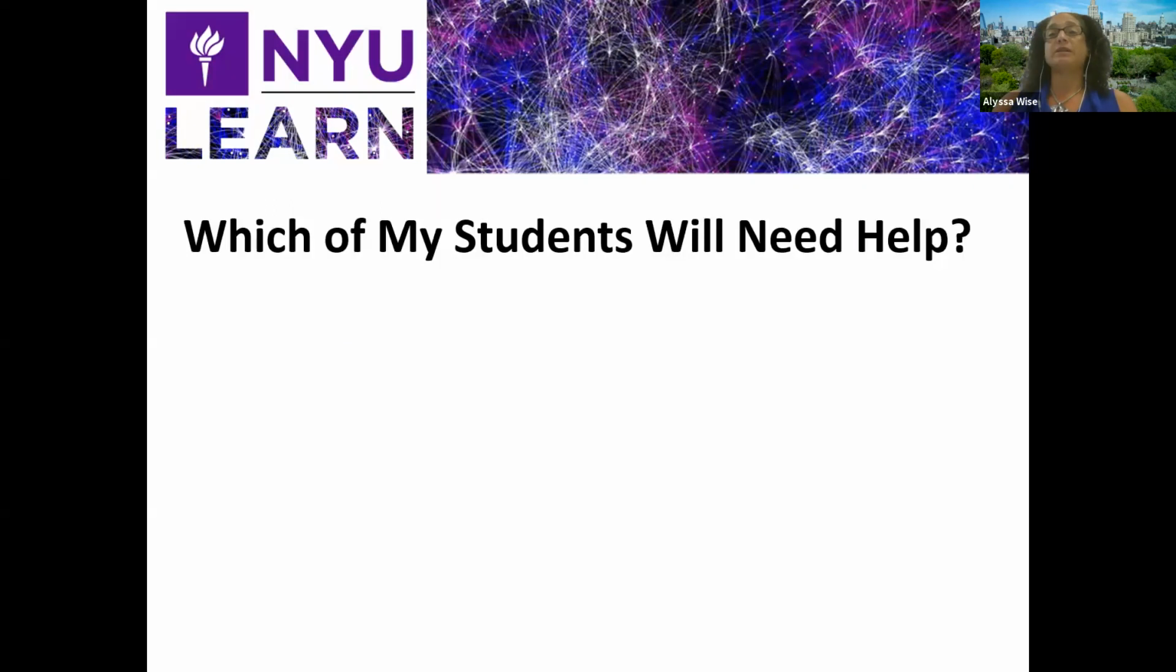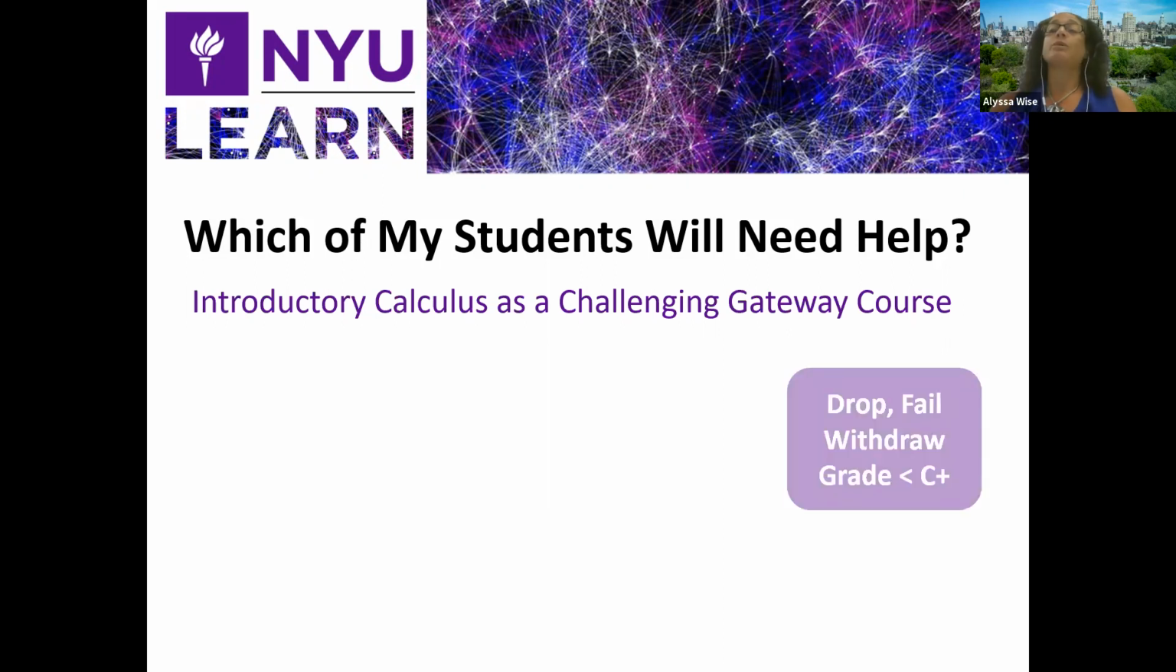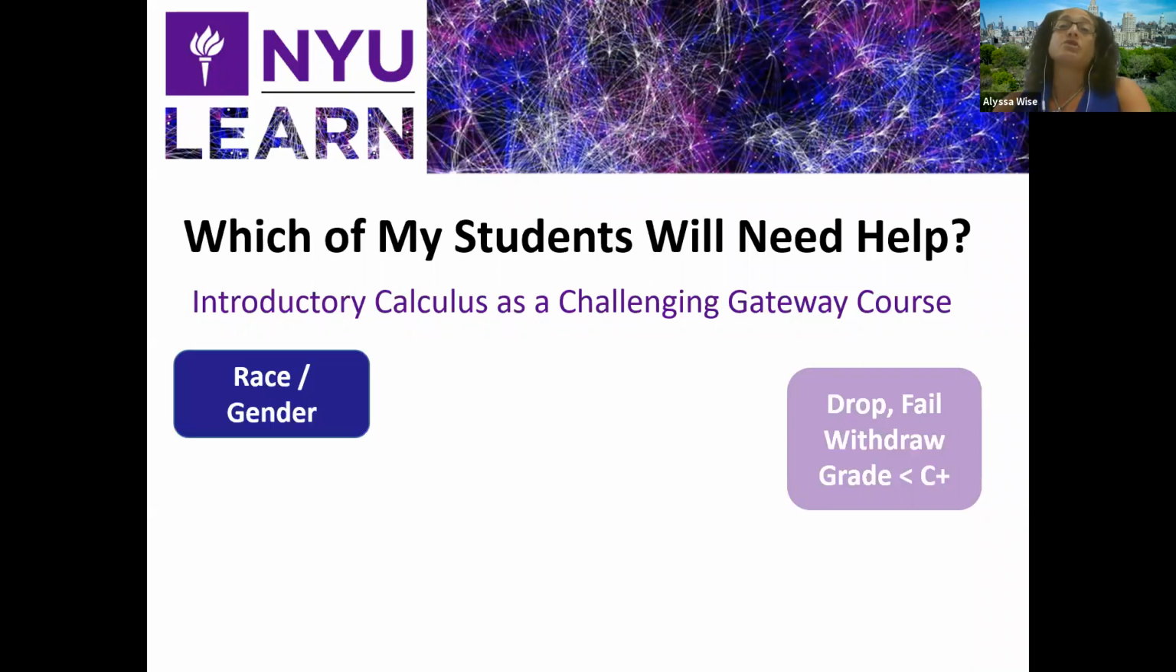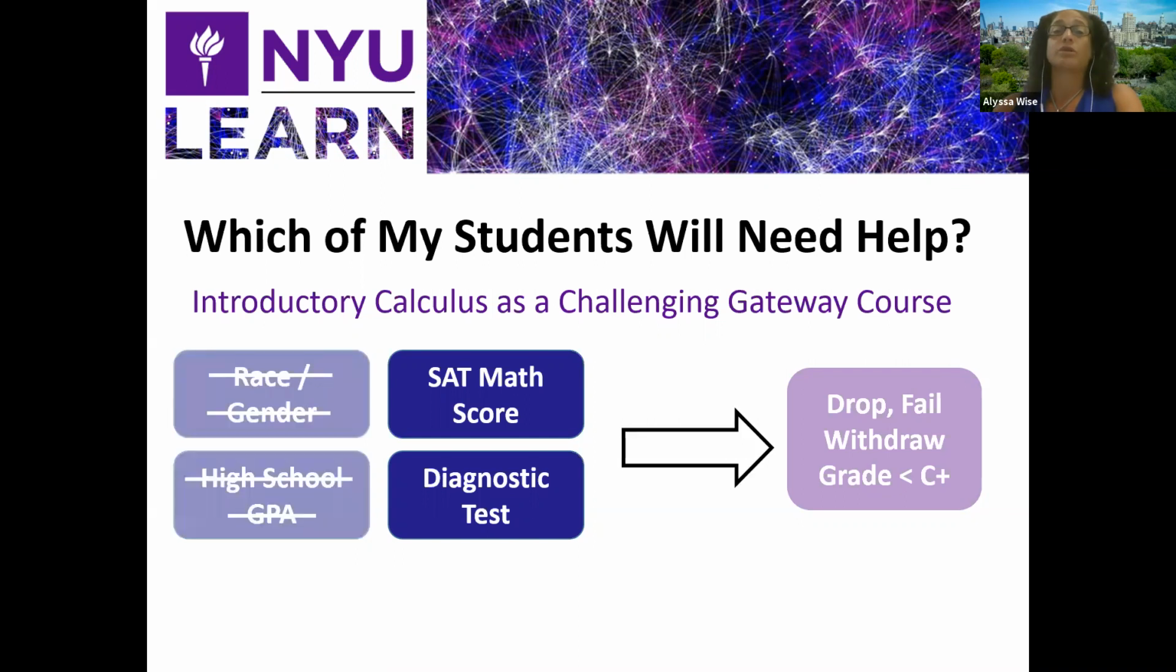Couple final examples. Which of my students will need help is a very important one. Introductory calculus is a very challenging gateway course at NYU, and we wanted to know ahead of time which students are most likely to drop, fail, withdraw, or get a grade below C+, which might let them pass the course, but they're going to have challenges if they take a higher level math later on. So at the beginning of the semester, before anything starts, we actually had 4 variables we could put into a predictive model, and we were pleased to find that race and gender was not a predictor. Turns out high school GPA, sort of an overall ability measure, wasn't important either.